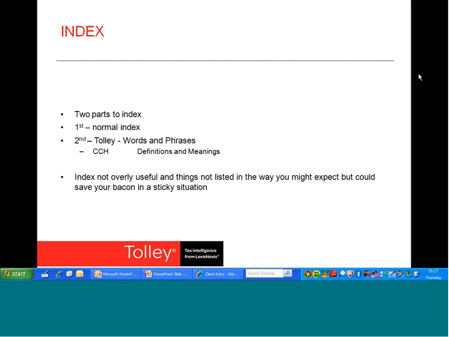Can I just give you a little bit of a warning here? The index is not very good, not very helpful. You have to think laterally to use the index. It could save your bacon in a sticky situation, but I'm hoping that you won't have to resort to the index in the exam.